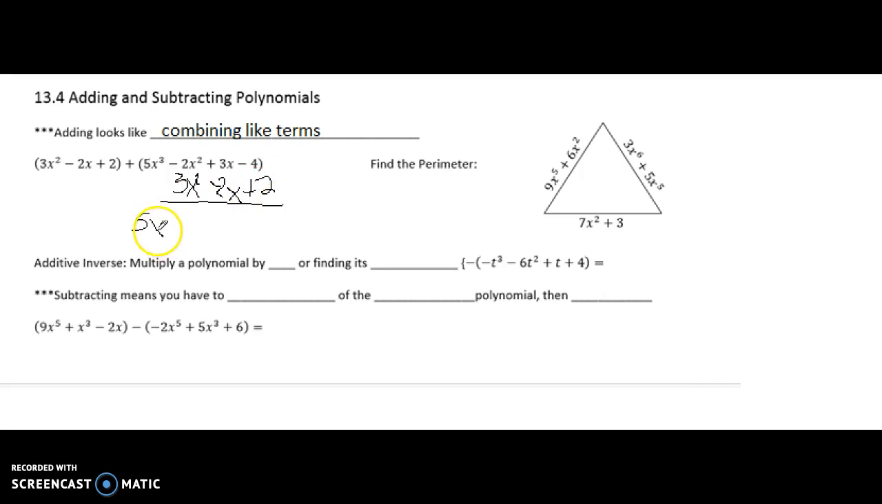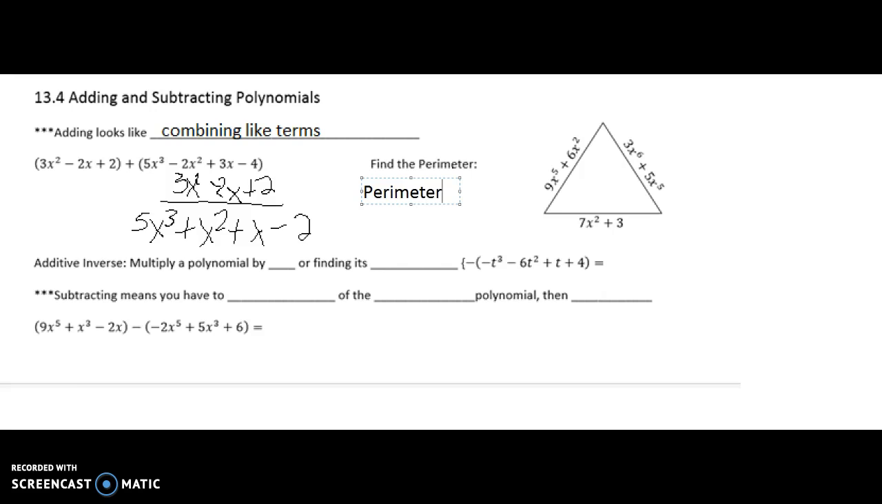So I have my 5x cubed plus x squared, because negative 2 plus 3 is a positive 1. And then plus x, again, same thing, positive 3 minus 2, and then minus 2. So that's adding. Like I said, it looks just like combining like terms. One thing for this section that they want you to do is be able to apply adding polynomials. So we're going to look at it with finding perimeter. And perimeter just means to add up all the sides, in case you've forgotten that.